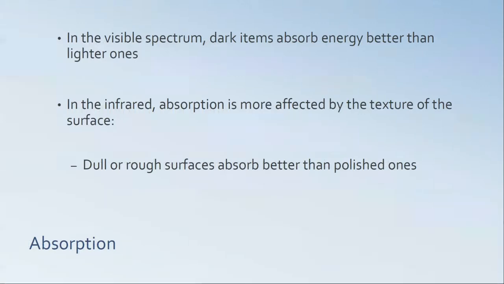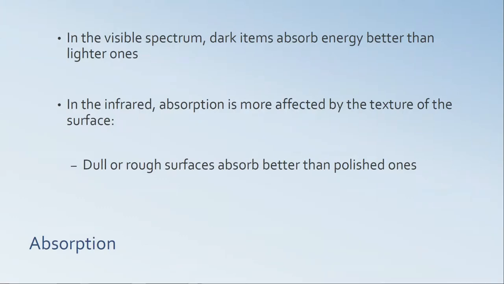When we talk about the visible spectrum, items that we perceive as dark absorb energy better than lighter ones. And actually, that sentence is written kind of backwards, because the reason we perceive objects as dark is because they've absorbed that energy in the visible spectrum. So in the visible spectrum, the darker something is, the more energy it's absorbing.